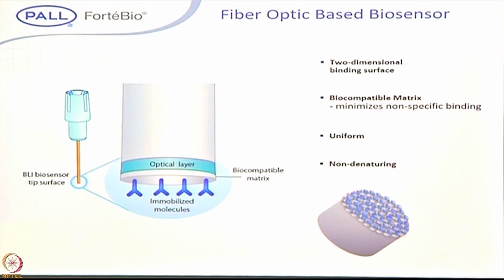You can work with any kind of physiological systems, buffers, or you can work in pH ranges from 2 to 10, depending upon the application. Most of your biomolecular interactions happen at physiological pH. And it is uniform: when we manufacture the sensors, they are uniform across the lots, and we test and then release them. Whatever coated material we have is non-denaturing. It will not interfere with your interaction system. The diameter of this optic fiber is only 600 micrometers, so you require a very small amount of your sample to immobilize on the sensor surface.